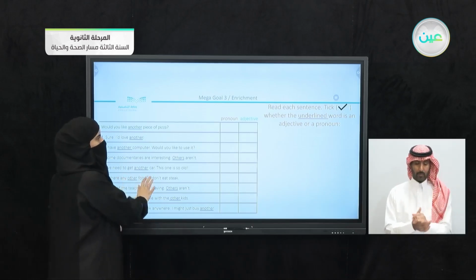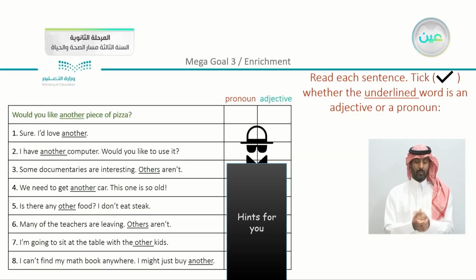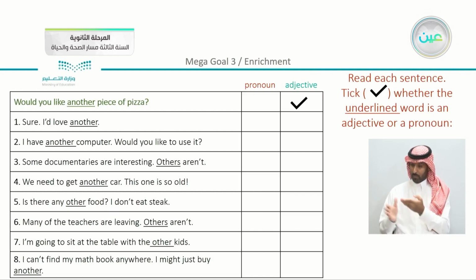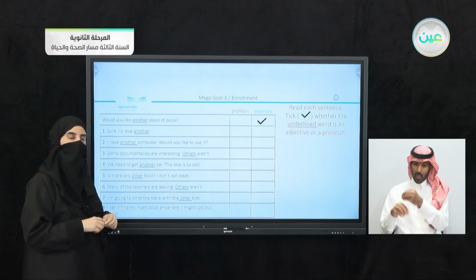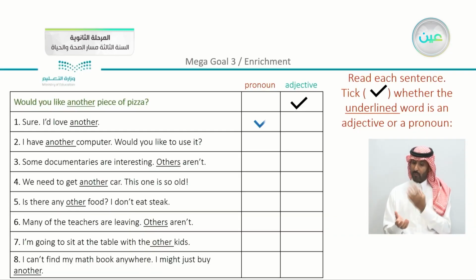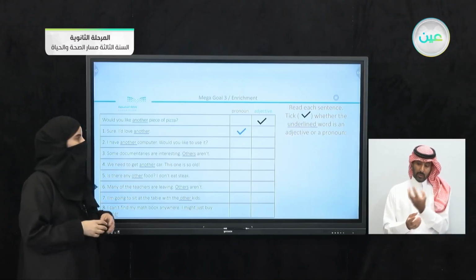So we have here the first thing. Let's just start. Now there are hints for you as well. The first one is done for you. Would you like another piece? Now I described it to be another piece. It is an adjective. Sure, I'd love another also. So here we have a pronoun. Another what? Another piece. Here it is a pronoun.